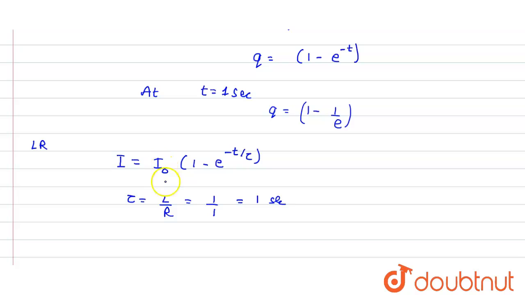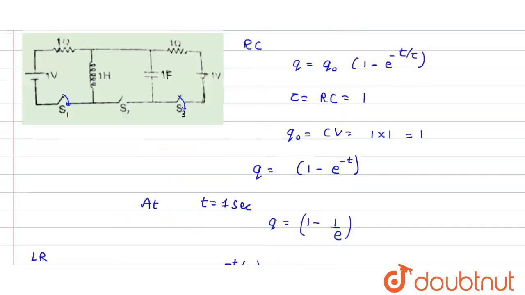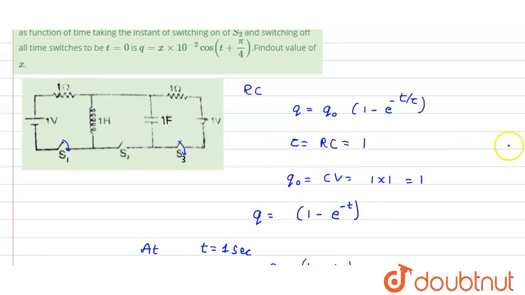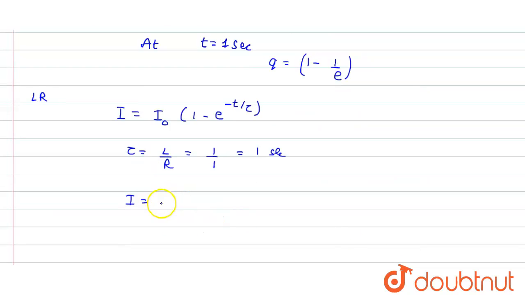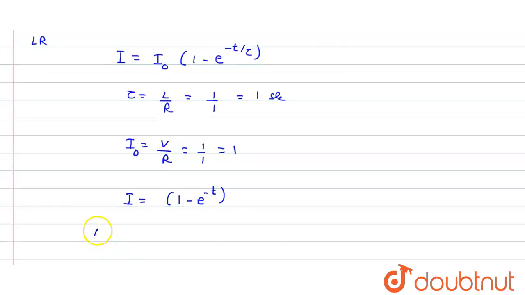Now what would be the value of the maximum current? The potential difference is 1 and resistance is 1, so the maximum current would be V divided by R, which is 1 by 1, that means 1. So this is the maximum value of the current. We are solving this for the first part of the problem. I naught is 1, so we can write I equals 1 minus e to the power minus t. Now at t equals 1 second, the value of the current would be 1 minus 1 divided by e.